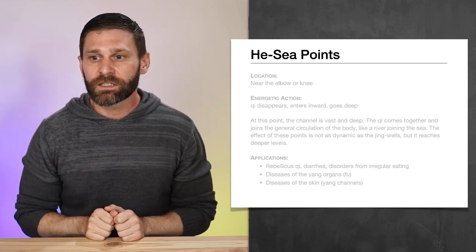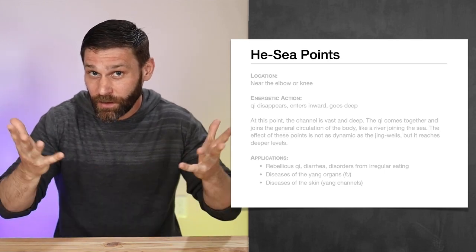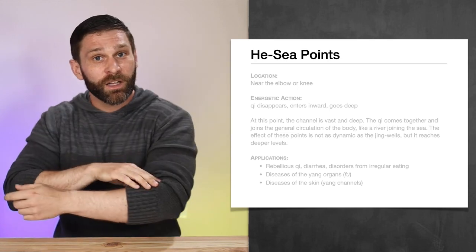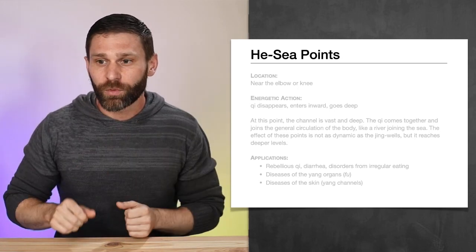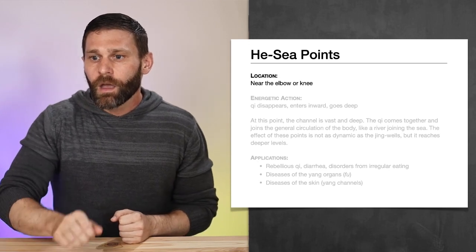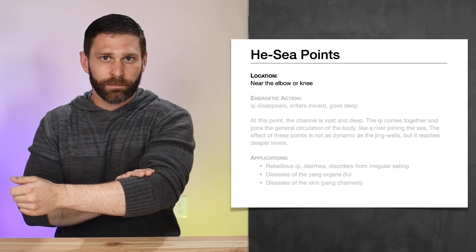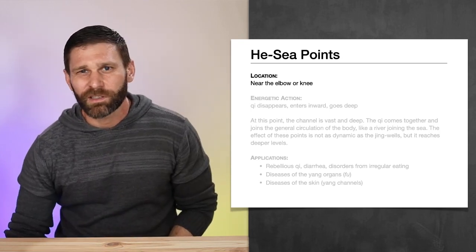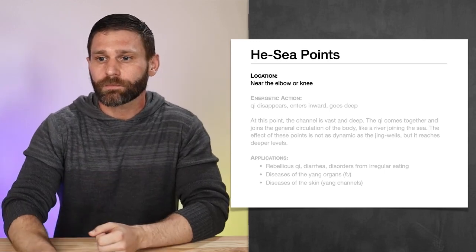And so we say the He-Sea points, or the confluences. A confluence is where two rivers meet to form a larger body of water. So that's what's going on here at the He-Sea points. The rivers are meeting. These are pretty much all located near the elbow or knee. I think the confusing one maybe is Stomach 36, but anyway, these are all near the elbow or knee.